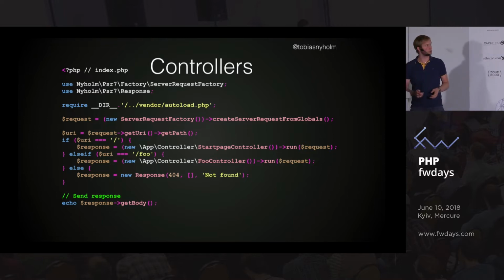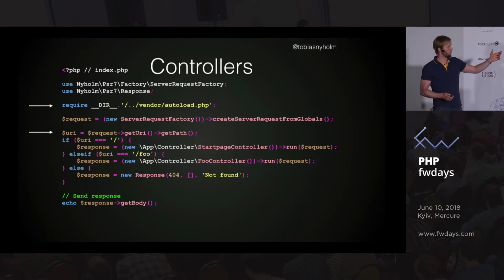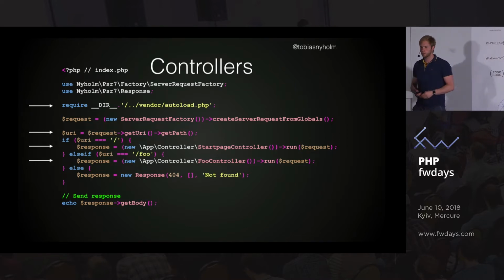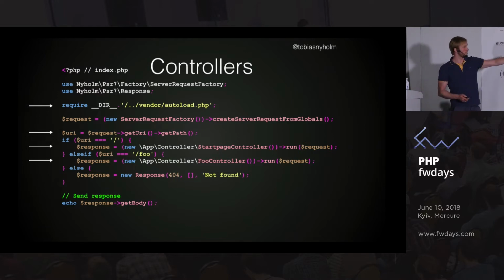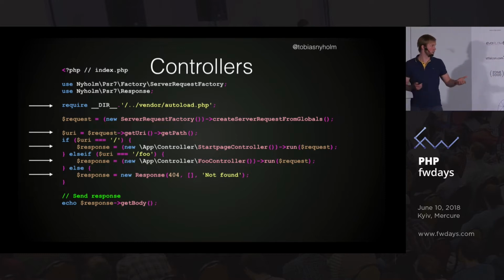So this is our new controller. You can notice this line is different. We actually include the path for our autoloader, which changed. And we're also using the URI path instead of some query parameter. And we instantiated our controller classes and run the function on them. And then we also added a 404 response.